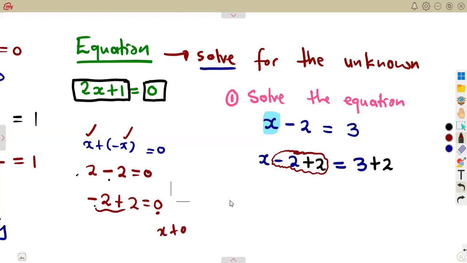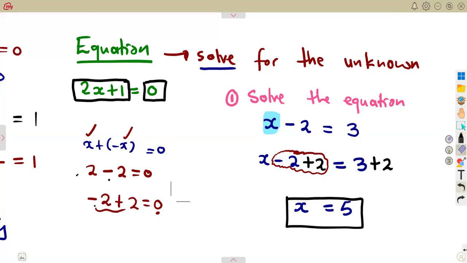So x plus a 0, that's x. So you are obtaining x there, which is equal to, you can add on the right-hand side, 3 plus 2, that is a 5. Just like that. So this is the x value which is going to make this equation balance. For this equation to balance, x must be a 5.